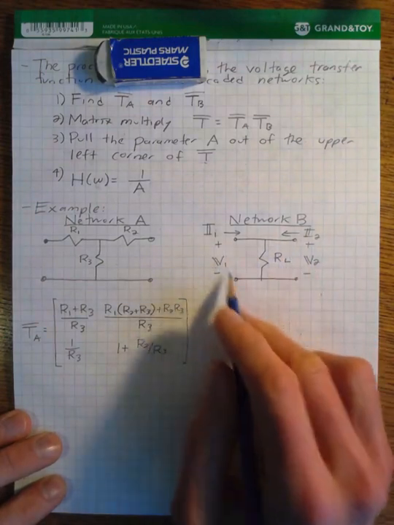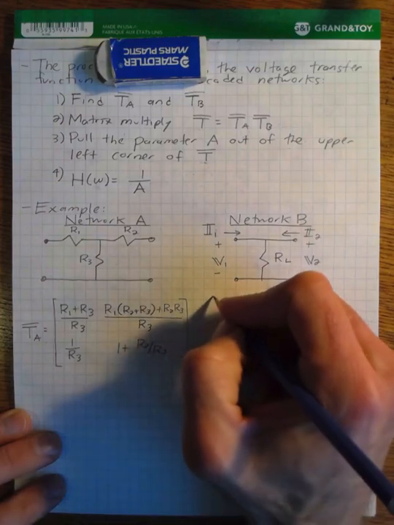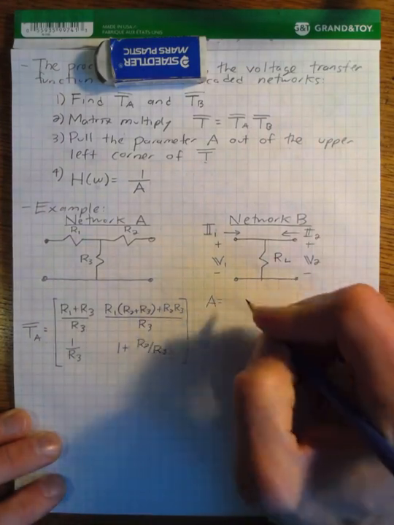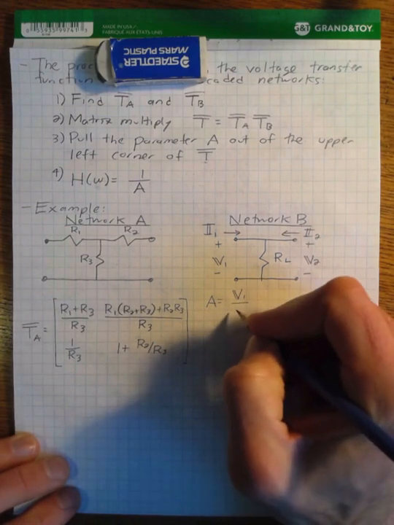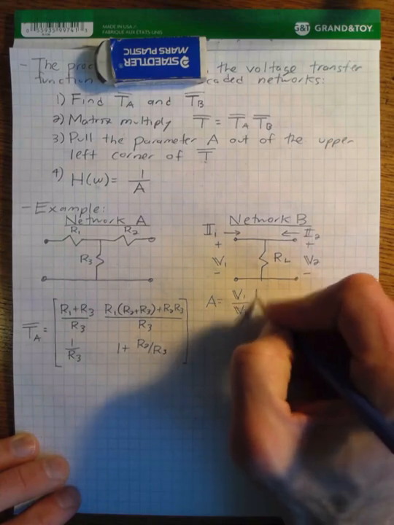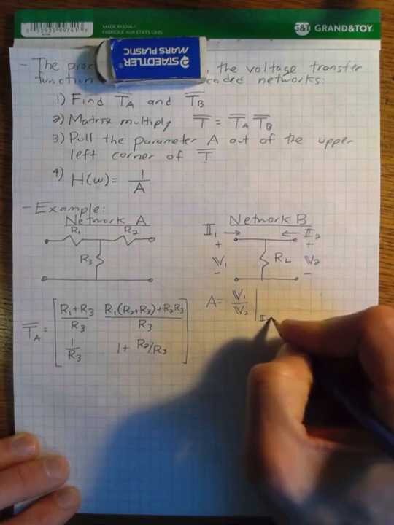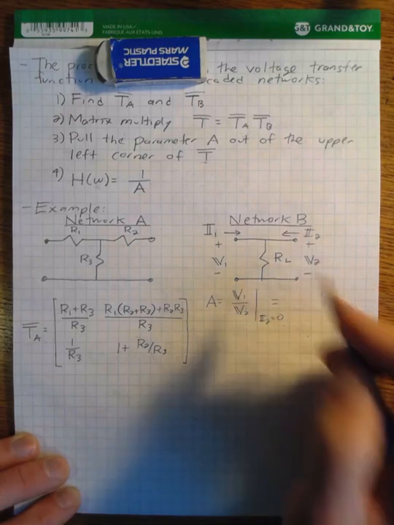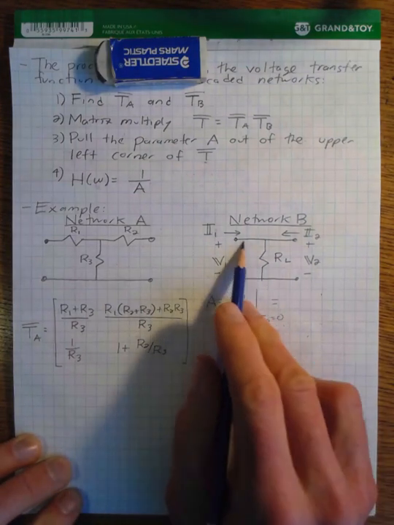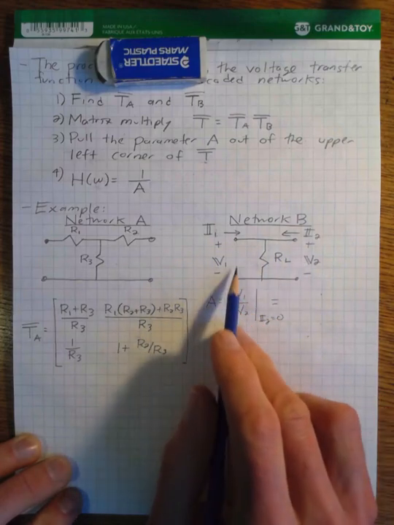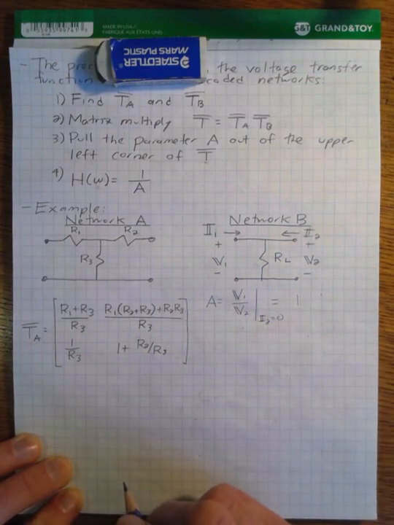So just very quickly, we're going to derive the ABCD parameters for this network. A is equal to the ratio of V1 over V2, given that I2 is equal to 0. So we have an open circuit. And because this is just a wire, the voltage across this terminal is going to be equal to the voltage across that terminal. So the A parameter is equal to 1.